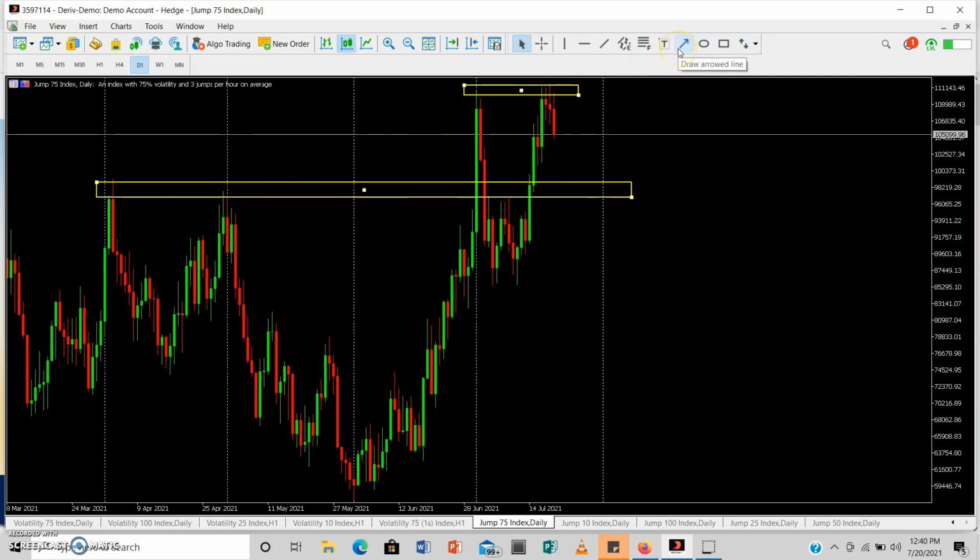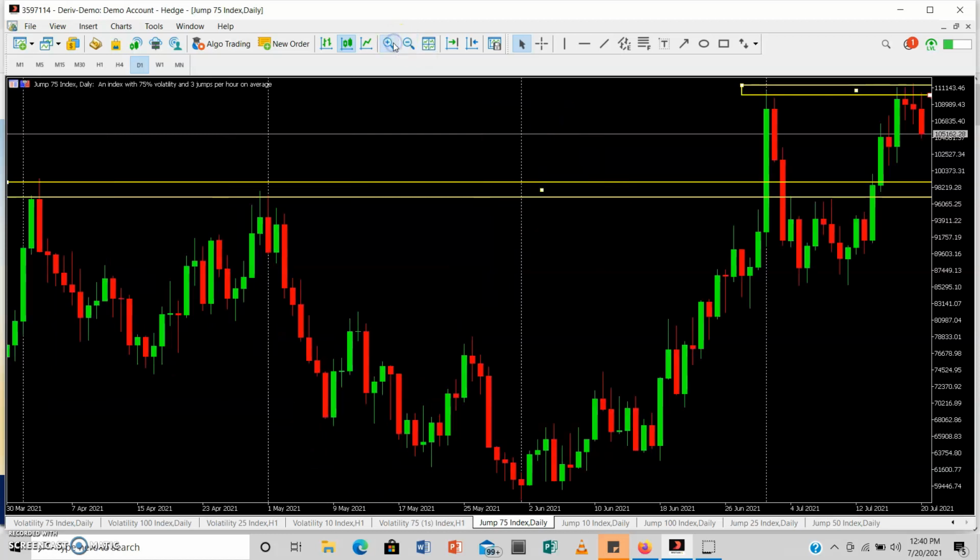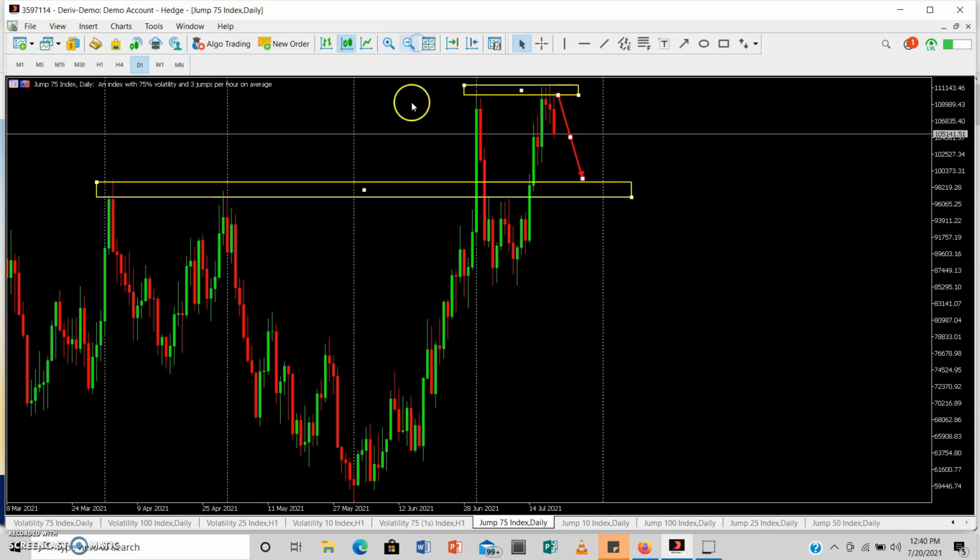So for Jump 75, we want to be anticipating a downward movement. Why? Because we've reached this top ceiling, which is our resistance, and from the previously respected spot, we should be expecting price to start falling a little bit further down. So this is in our daily time frame. This is what we want. We want to see what's going to happen in a week or so.